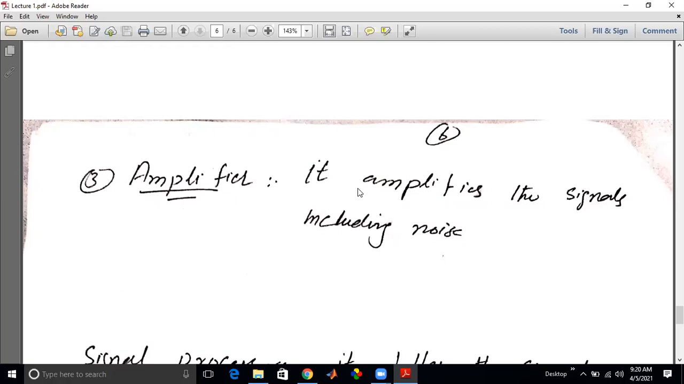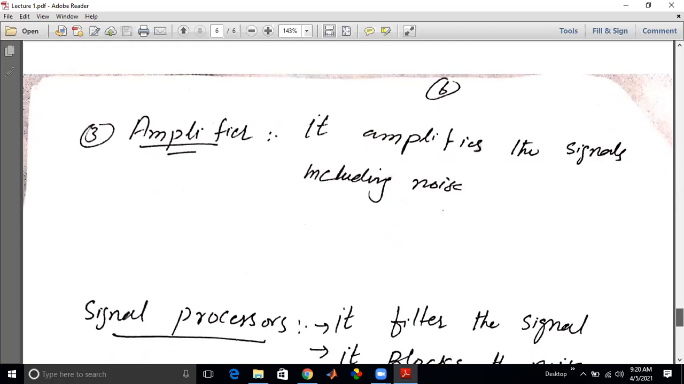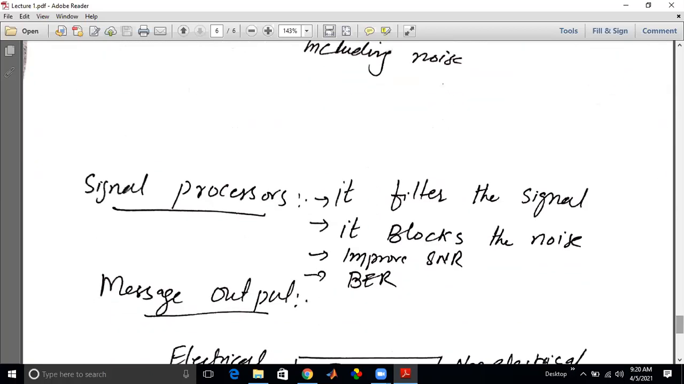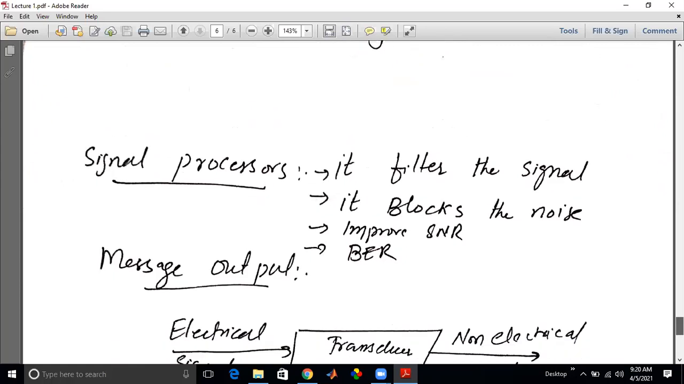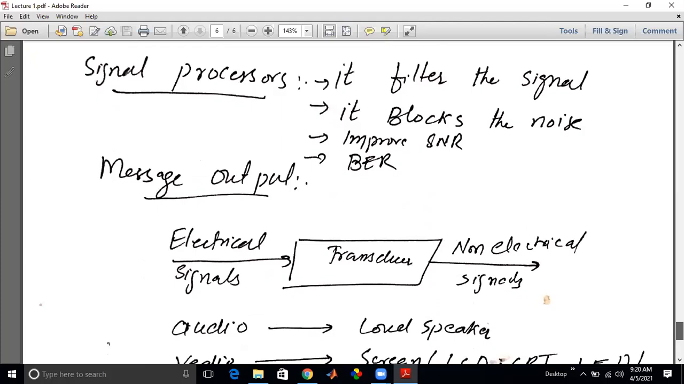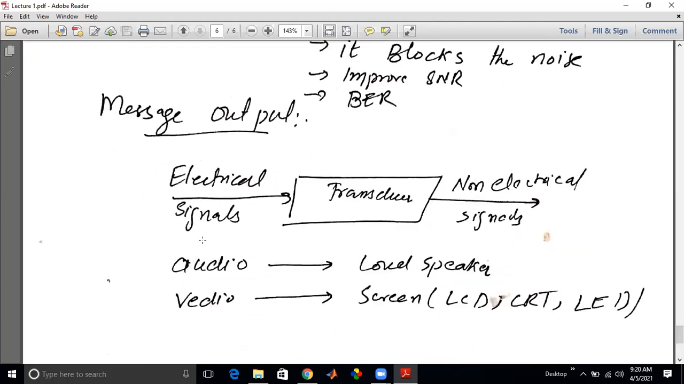But when we amplify, it means that we can easily remove the noise from the signal. Then we pass it through the signal processor, which filters the signal, blocks the noise, and improves the SNR and the bit error rate. So this is the last block of the receiver, the message output.